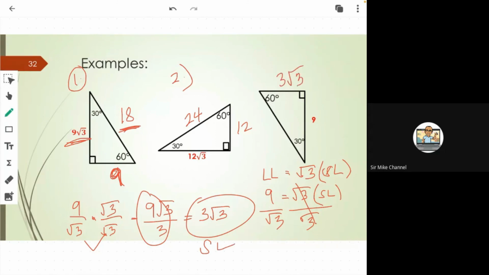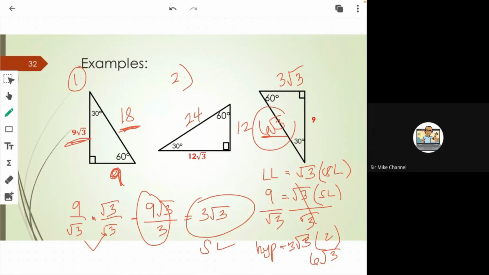Okay. How about the hypotenuse? Para makuha mo yung hypotenuse, multiply mo lang siya by 2. So, yung hypotenuse natin, 3 square root of 3 times 2. So, magiging 6 square root of 3. Okay, so 6 square root of 3. So, yan ang sagot natin.